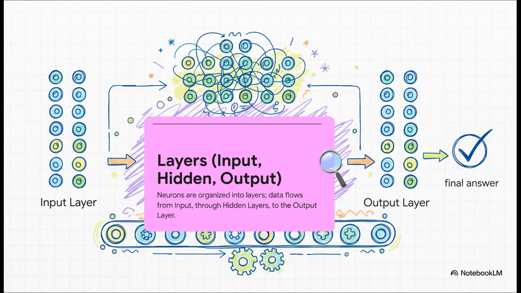Now, these neurons aren't just in a big jumble. They're neatly stacked into layers. All your data, like a picture or some text, comes in through the input layer. Then it gets crunched and processed by these hidden layers in the middle. And finally, a single answer pops out of the output layer. It's really just like an information assembly line.